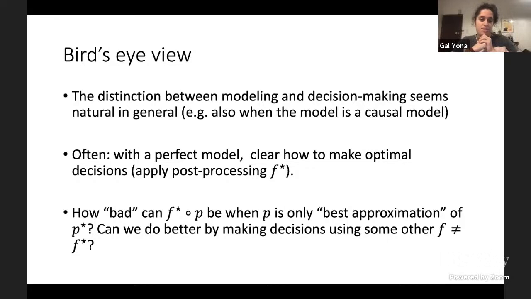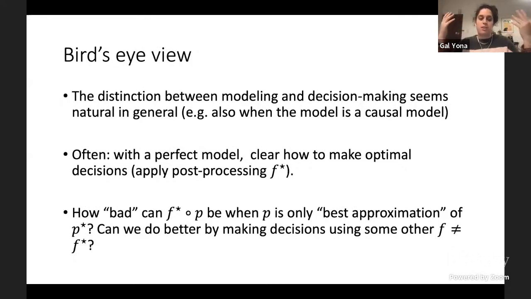And I also think that it's often the case that if I give you a perfect model, whether it's a causal model or a risk model, then it's quite clear how to make optimal decisions. The post-processing function, here I called it F star, it's often clear how to do it. But this raises the question: how bad can this composition of F star and my predictor P, or my model P, be when P is not guaranteed to be the perfect model?